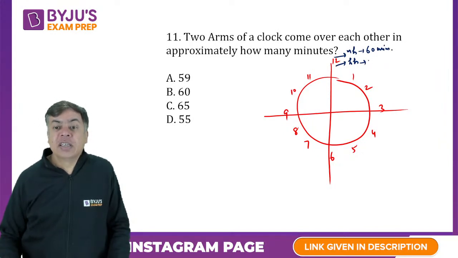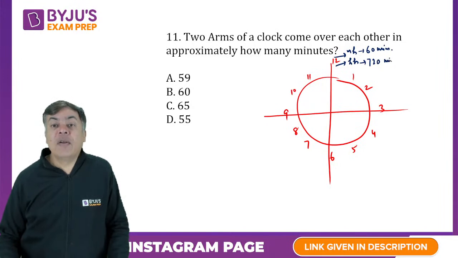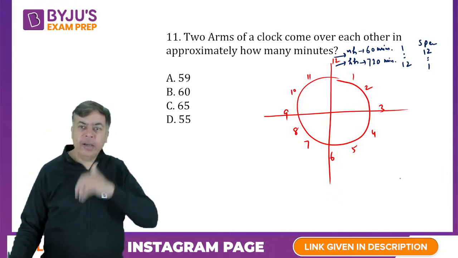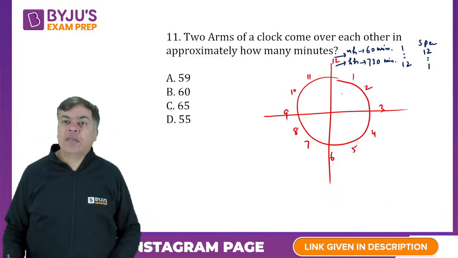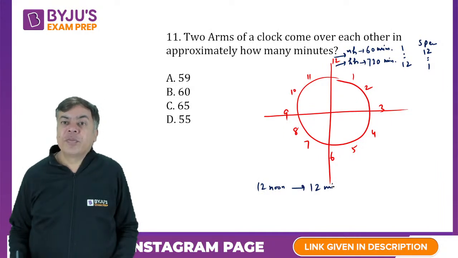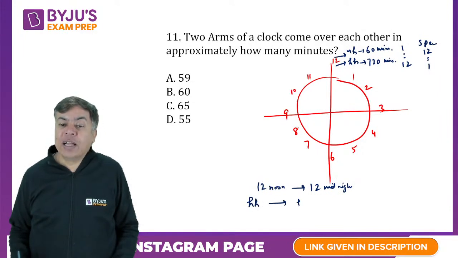Whereas the hour hand takes 12 hours to complete one round, that is 720 minutes. So the time taken is in the ratio 1:12, so the speed ratio would be 12:1. From 12 noon to 12 midnight, the hour hand will travel only one circle, but the minute hand will travel 12 circles.